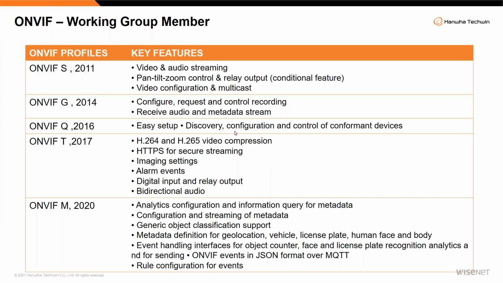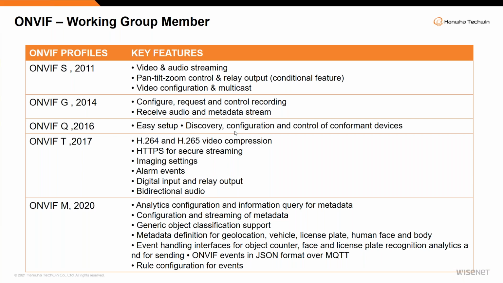Then ONVIF G is, roughly speaking, well known for SD card functionality in the camera. So if you're recording on the SD card, you should be able to see the video from the SD card, right, from the VMS. So the ONVIF G scope is to do that.